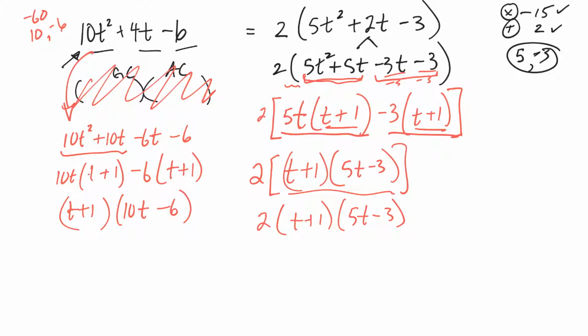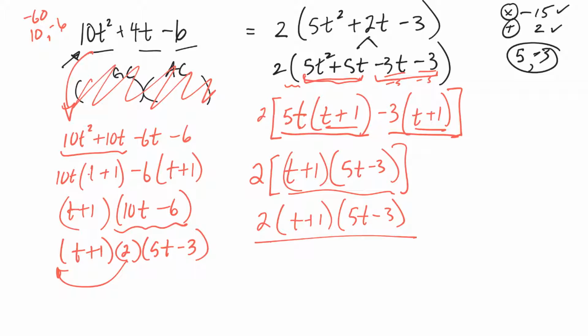And notice that I can factor 2 out of that. So I have a t plus 1. If I factor 2 out, I'll be left with 5t minus 3. And then if I put the 2 out front, like normal, I have the same as this. Okay, so lots of different ways to do that one. Probably the easiest, like I said, is to look for a common factor out of that.